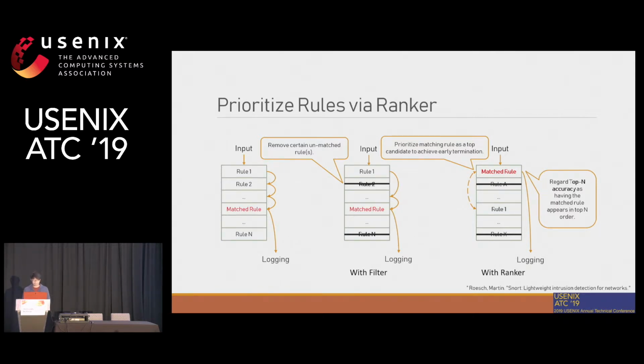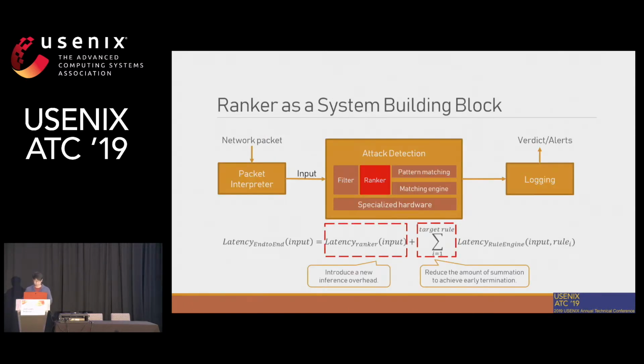Furthermore, with the help of the ranker on the right, we could prioritize the matching rule as a top candidate to achieve early termination, and it won't change the result. To evaluate ranker performance, we regard top-n accuracy as having a match rule appear in the top n order. And the ranker we design could be regarded as a system building block in attack detection, so it won't change too much of the original system.